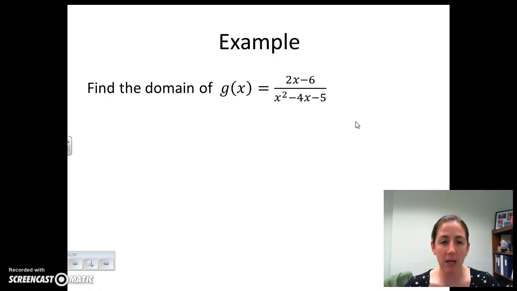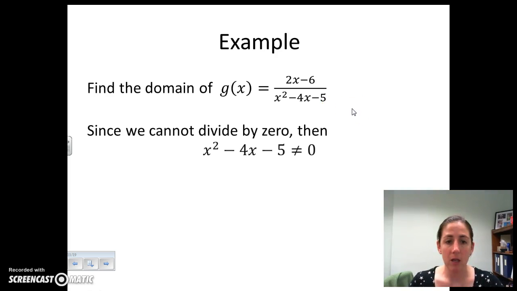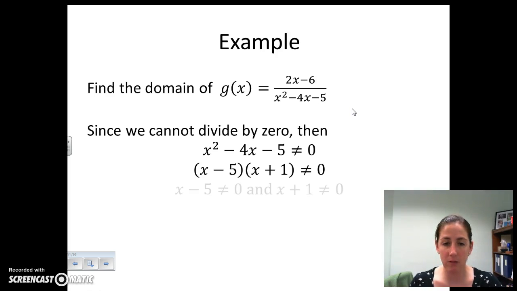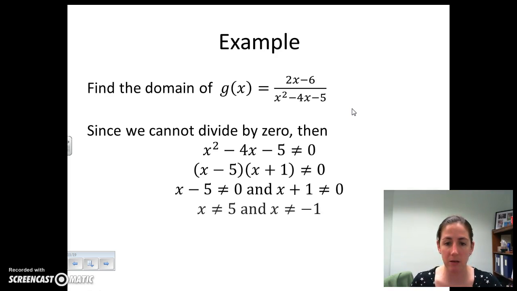So for example, if we wanted to find the domain of 2x minus 6 over x squared minus 4x minus 5, we're not allowed to divide by 0. So this entire denominator is not allowed to be 0. So let's solve it. That means once we factor, x minus 5 times x plus 1 can't be equal to 0. So x minus 5 can't be 0. x plus 1 can't be 0. So that tells us our domain is every x value except for 5 and negative 1.